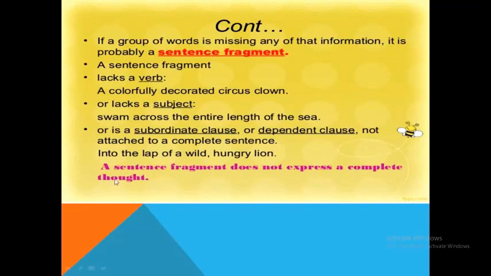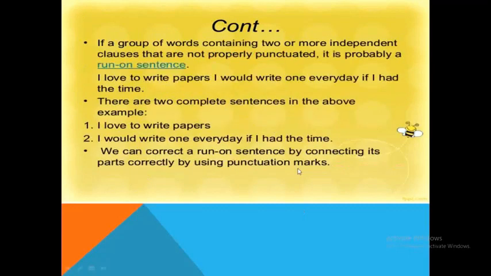So generally you people make such sentences which either miss a verb or a subject, the actioner of the sentence, the main performer, or sometimes you make sentences which only have subordinate clauses or dependent clauses, and the main clause, the starting clause, is missing. So all such sentences are called sentence fragments.